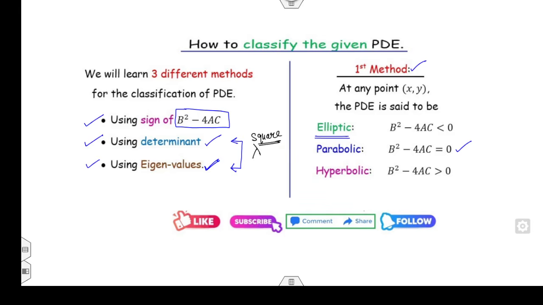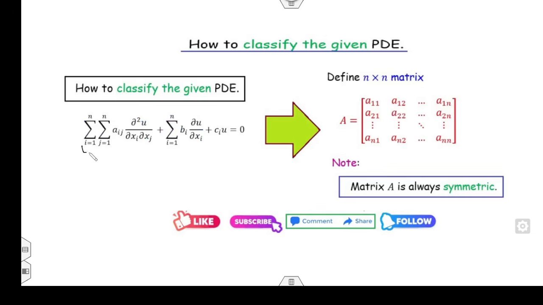Fine. So first of all, whatever partial differential equation is given to you, your target is to write the matrix A. And the beautiful property of this matrix A is that it is always symmetric. Fine. And how can you write it?